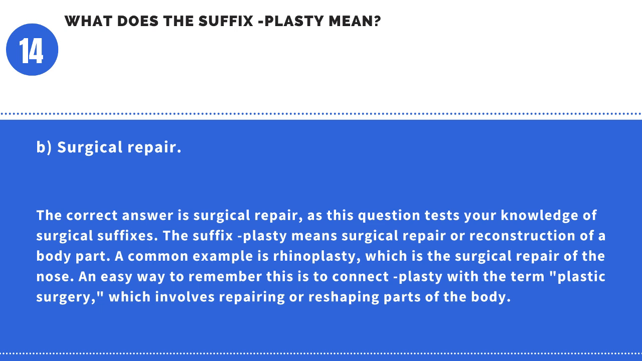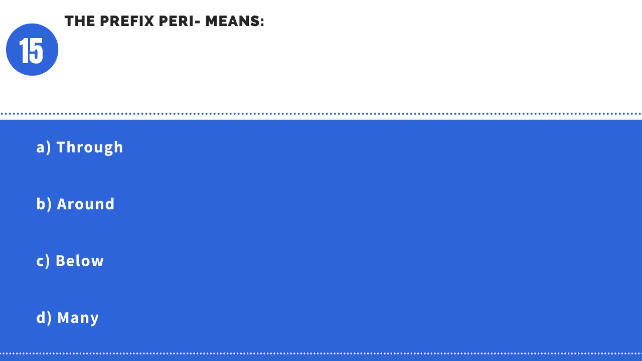Question 15. The prefix peri means A. Through. B. Around. C. Below. D. Many.